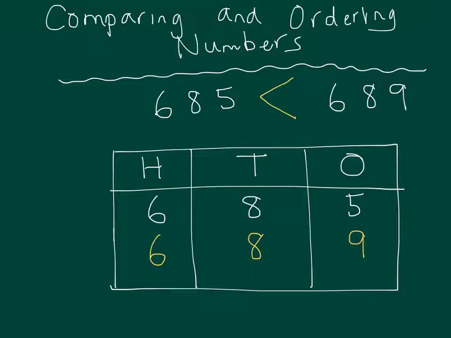So this means 685 is less than. So that's the symbol, okay? So the larger part is facing the bigger number. Some people remember this as this is the mouth, and the mouth wants to eat the larger number. Okay, that was comparing two numbers.